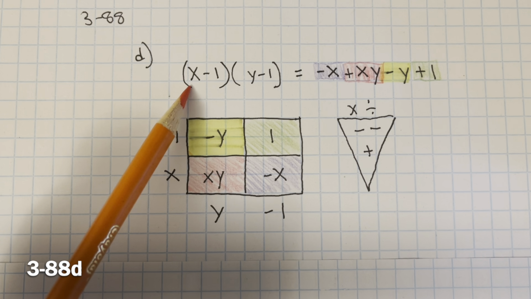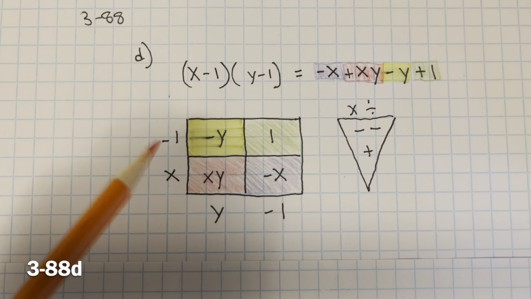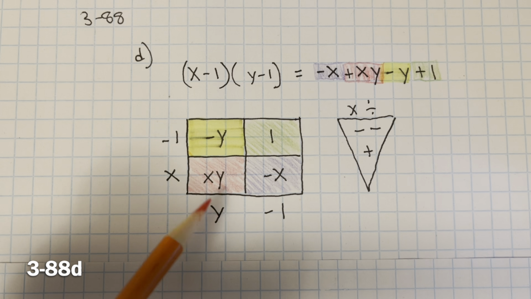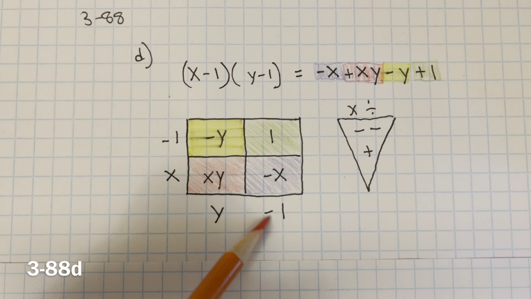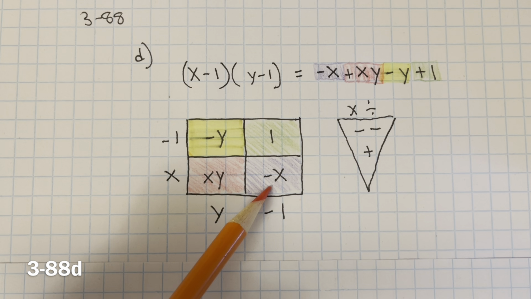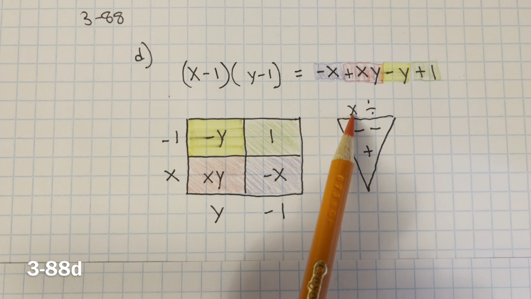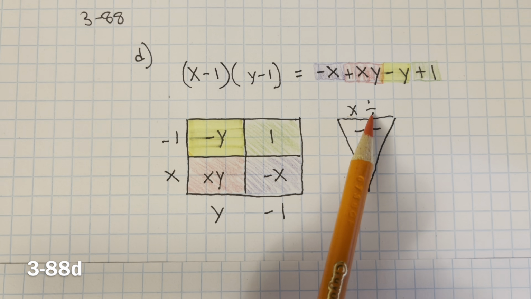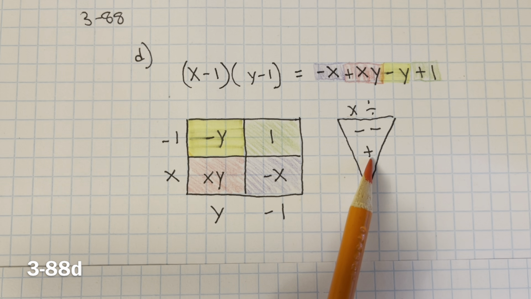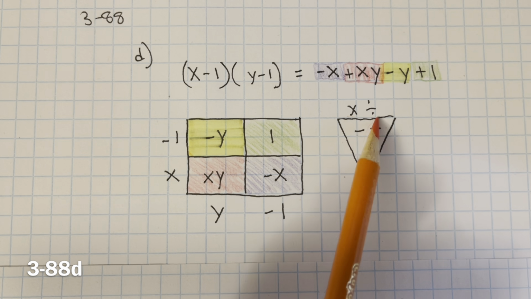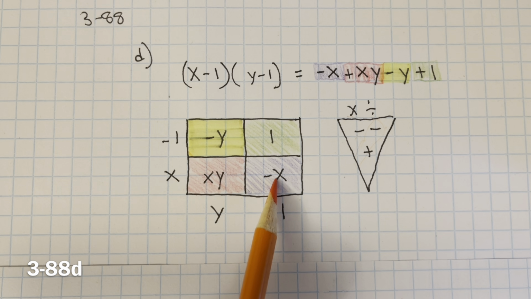388d, we have two terms multiplied by two terms, so we need a 2 by 2 area model. And we have x multiplied by y is xy. X multiplied by negative 1 is negative x. And if you forget, here's Pizza Bob, the rules for multiplying and dividing integers. So a positive multiplied by a negative will equal a negative. So x multiplied by negative 1 is negative x.